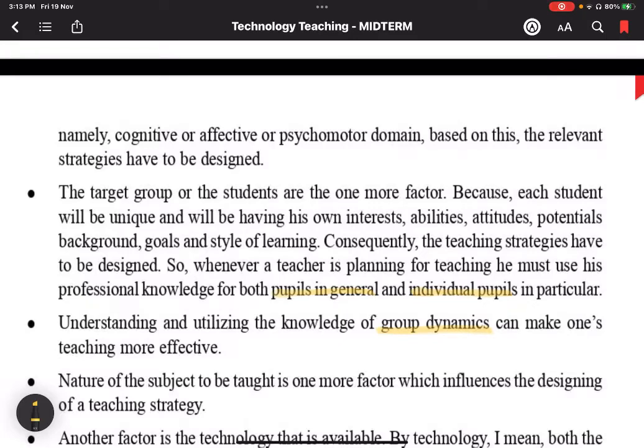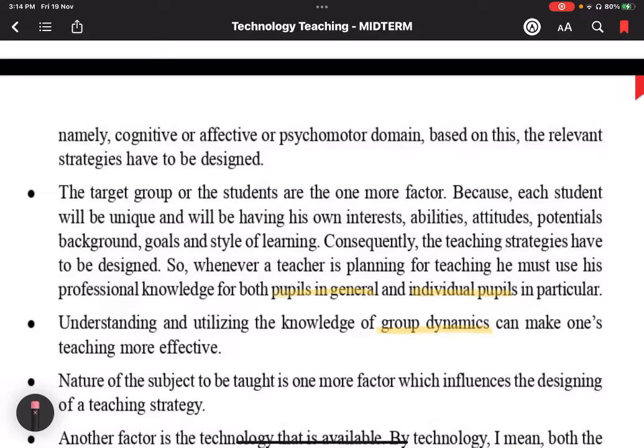Next, understanding and utilizing the knowledge of group dynamics. O, kasama yun dito, related to communicating with your students as a whole or in general or as an individual. No? So as a whole, communicating with them in general means you have to have the knowledge of group dynamics, no? Kung paano mo i-motivate ang isang grupo. Iba kasi ang group dynamics, individual dynamics, no?